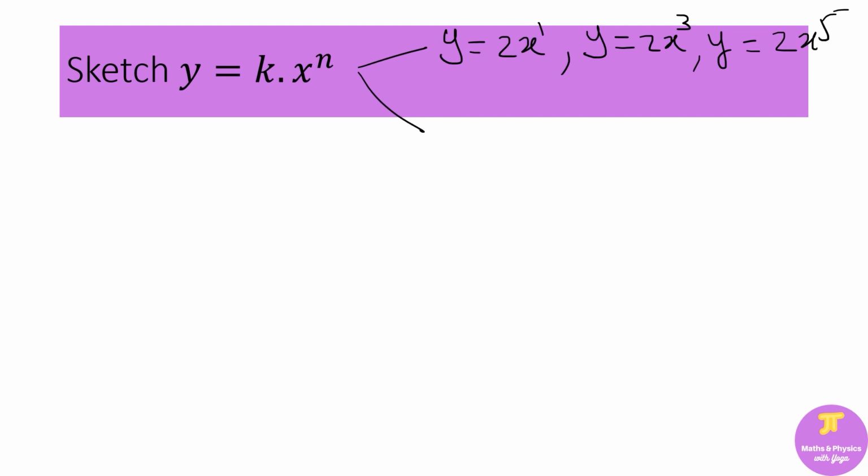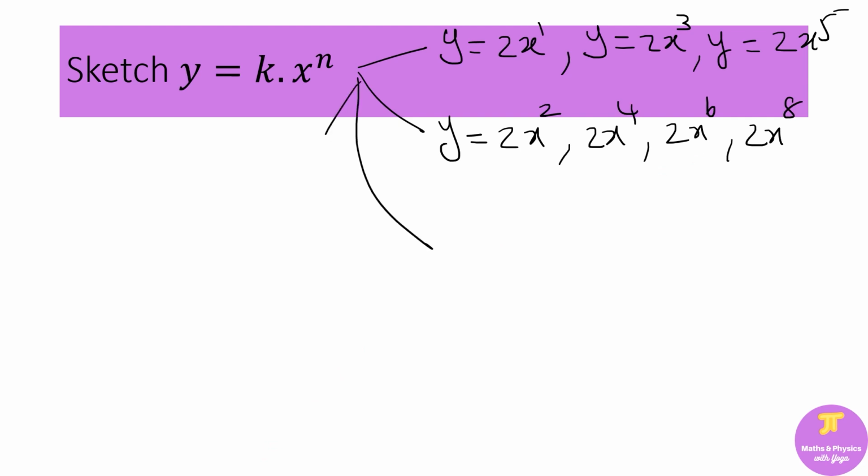Similarly, we can have y equals 2x squared, 2x to the power 4, 2x to the power 6, and 2x to the power 8. And the power of x is an even number. Right? Similarly, what we can do is we can have a negative number for the coefficient. So here all the coefficients are positive.